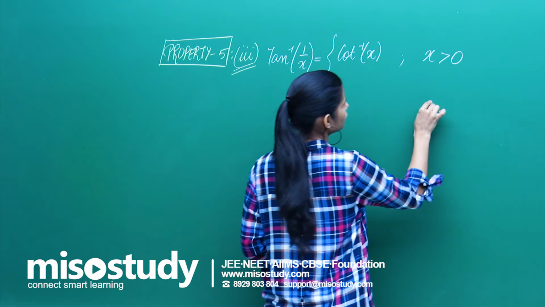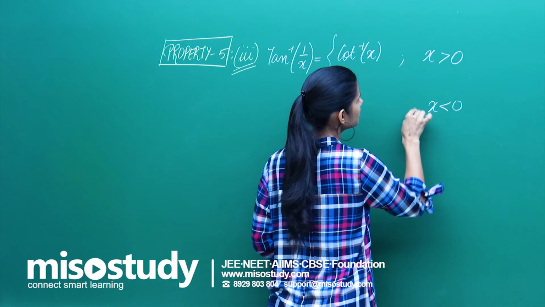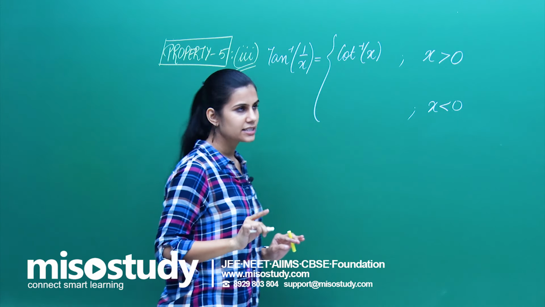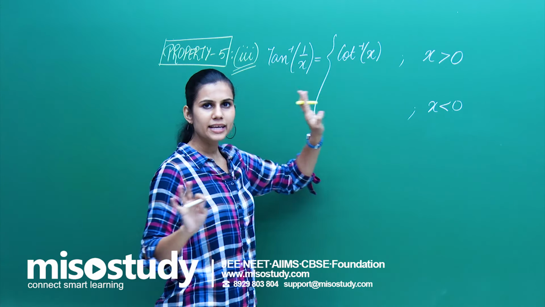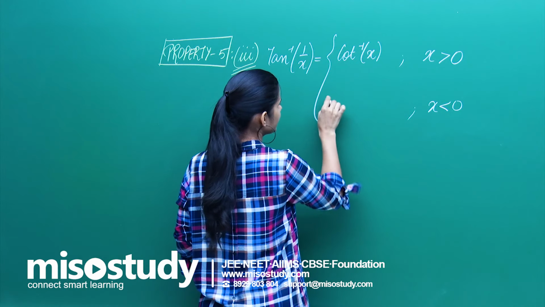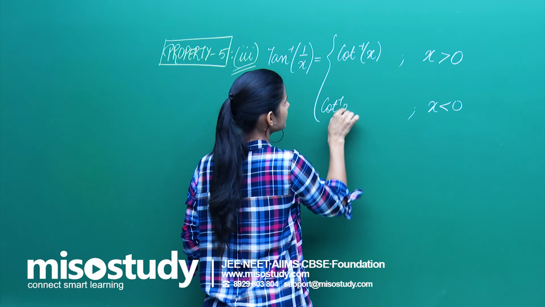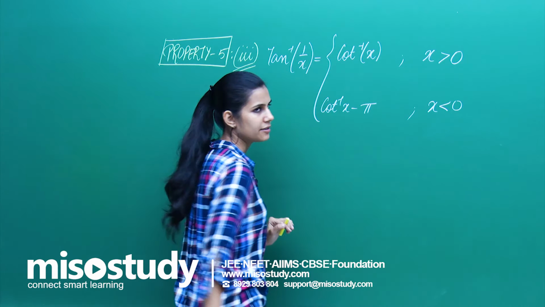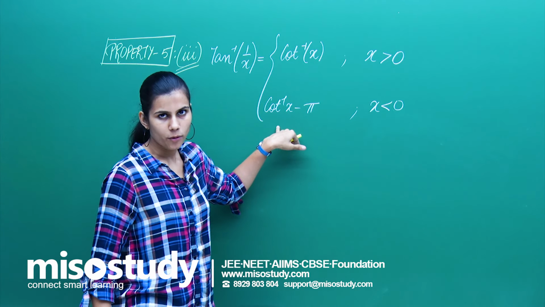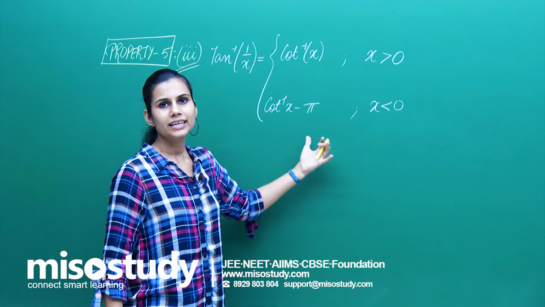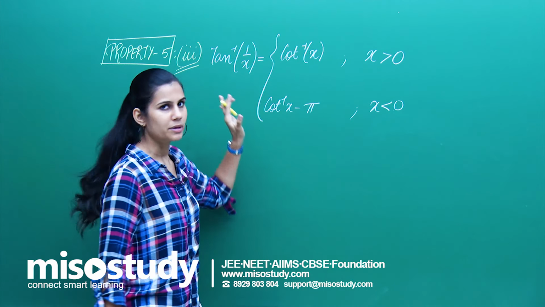If x comes out to be negative, suppose x is a negative real number, then 1 by x is also a negative real number. In that case, tan inverse of 1 by x is not equal to cot inverse x, it is equal to cot inverse x minus pi. So, pi gets subtracted from the quantity that you obtain and the new quantity is the value of tan inverse 1 by x.